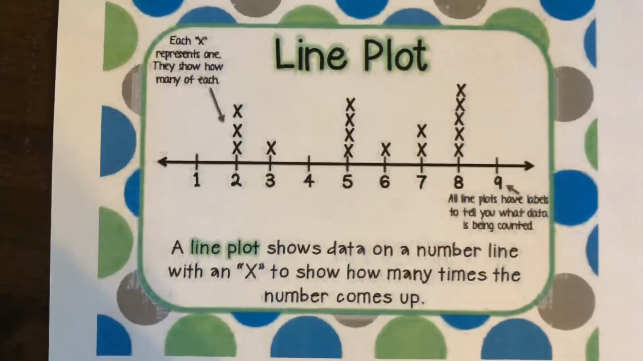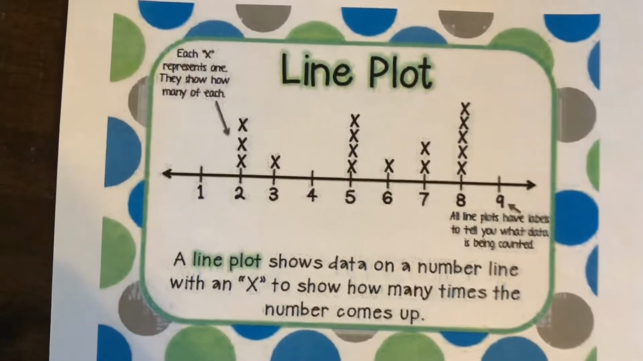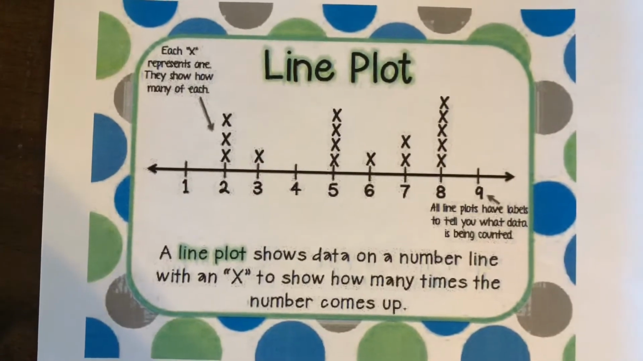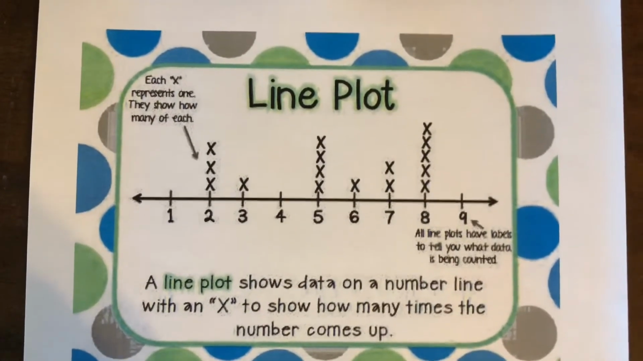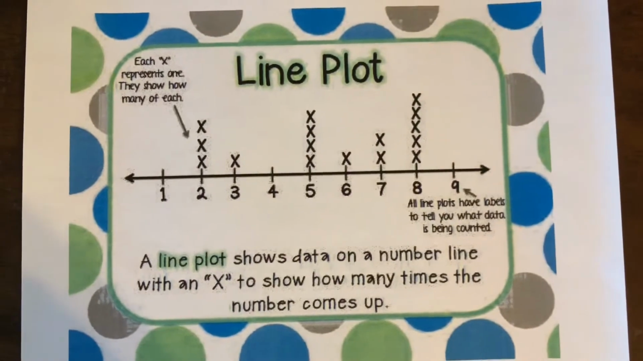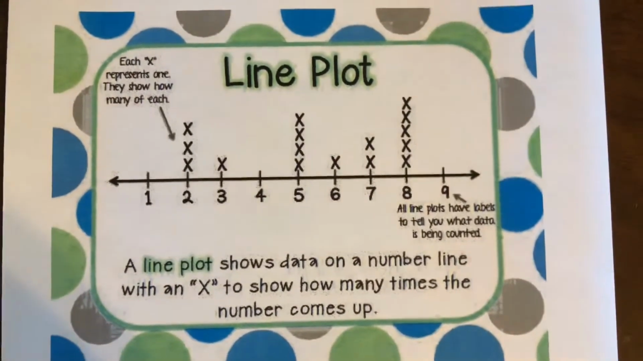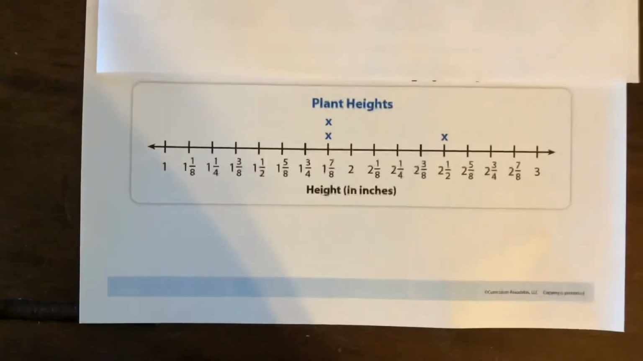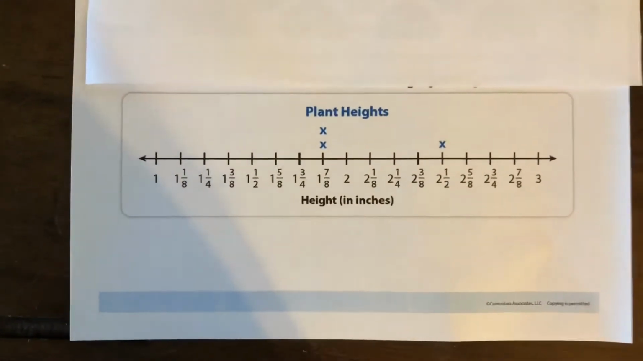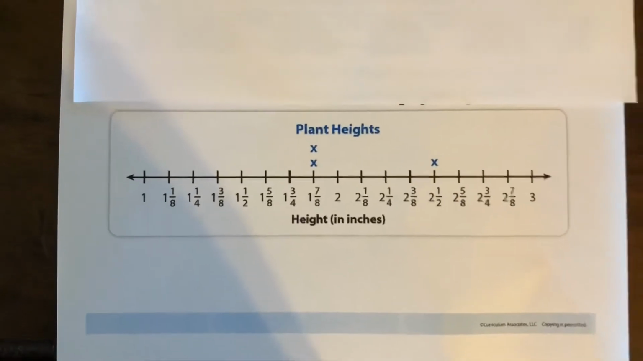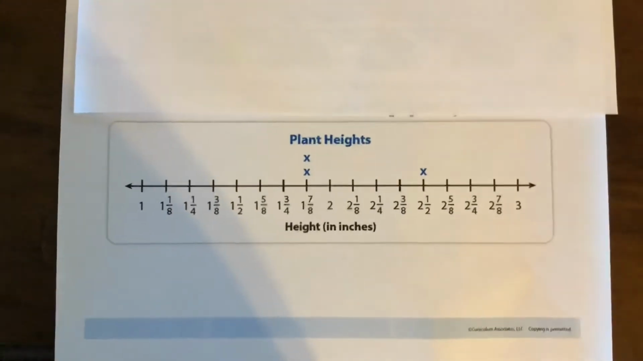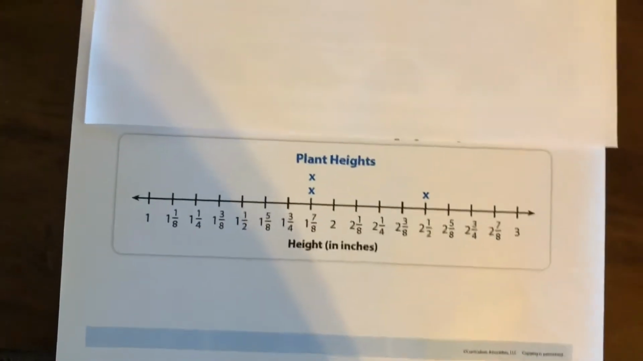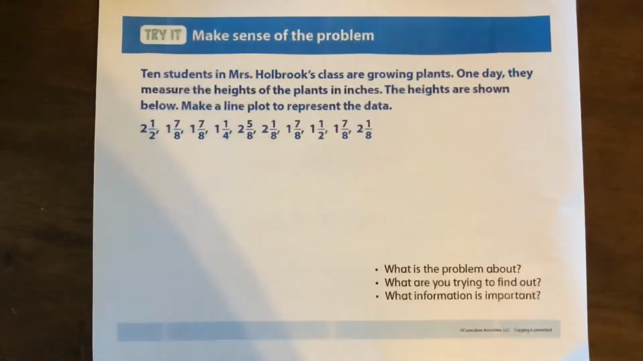Okay, you've seen line plots before fourth grade. Here's an example of a line plot that you may have used before, maybe in second or third grade. A line plot shows data on a number line with an X to show how many times the number comes up. Now in fourth grade, we're going to use number lines that actually have fractions or mixed numbers on them. And we'll be using these number lines to answer questions that will cause us to either subtract or add.